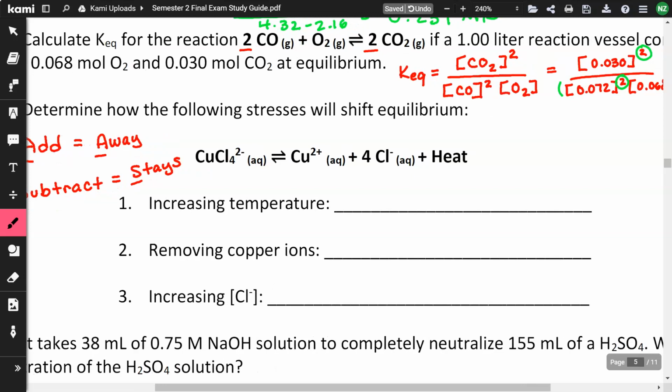Okay, increasing the temperature. Heat is on the right side of the equation. If you're increasing temperature, you're adding heat, so it's going to shift away from where the heat is. So it's going to shift to the left.